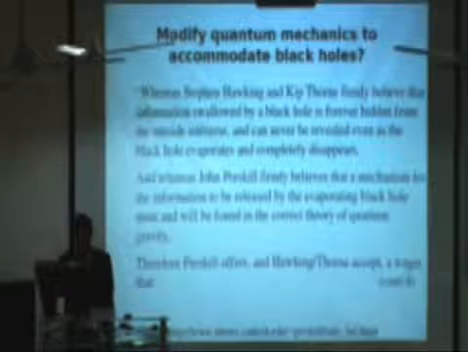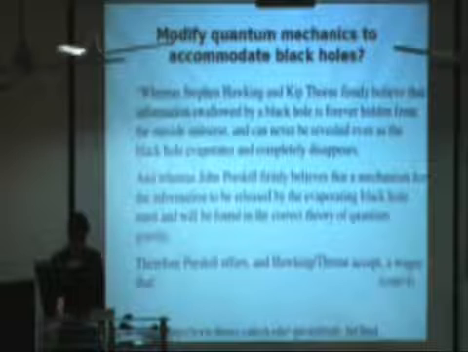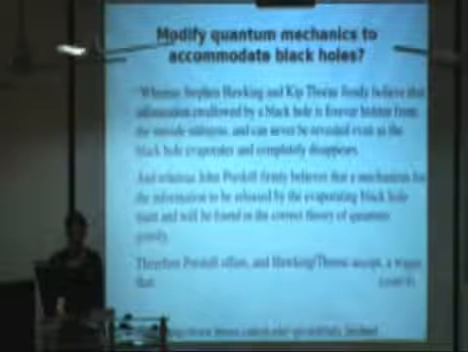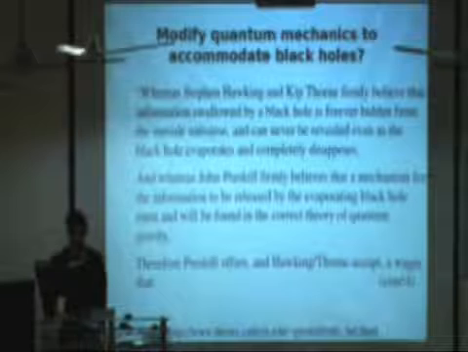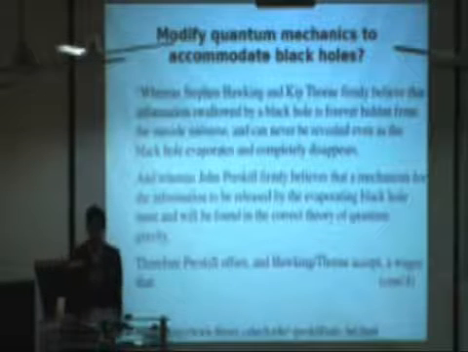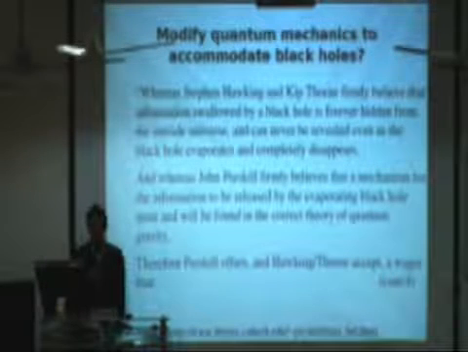Whereas Stephen Hawking and Kip Thorne firmly believe that information swallowed by a black hole is forever hidden from the outside universe and can never be revealed, even as the black hole evaporates and completely disappears.